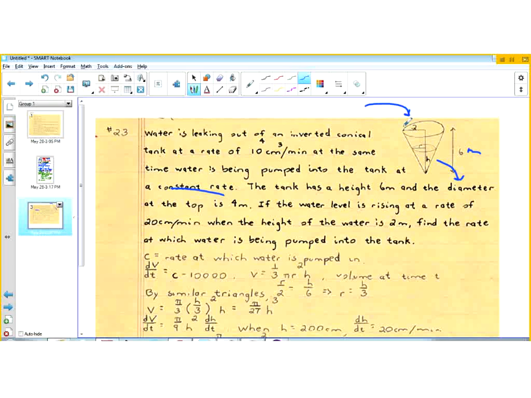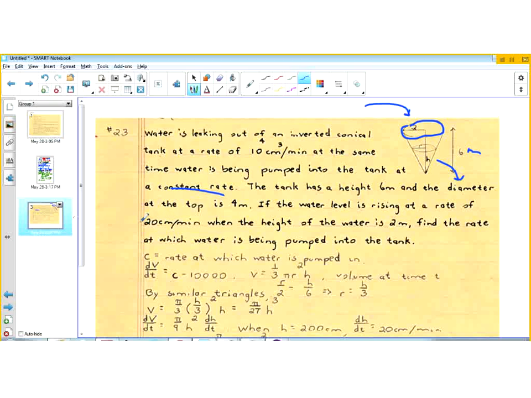Okay, so now we have a mixed unit situation. We have centimeters, cubic centimeters, and meters. And the diameter of the top is 4 meters. So that means the radius of this top section right here is 2 meters. Okay, so we have just about all the properties of the inverted conical tank.